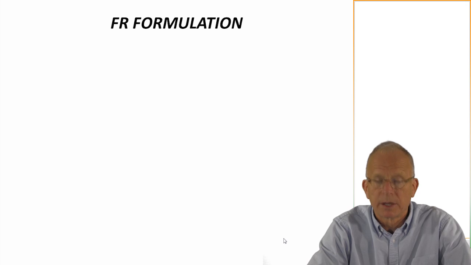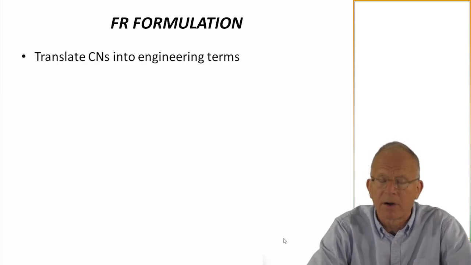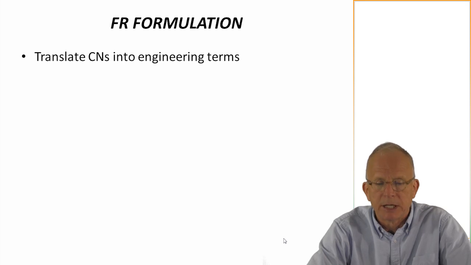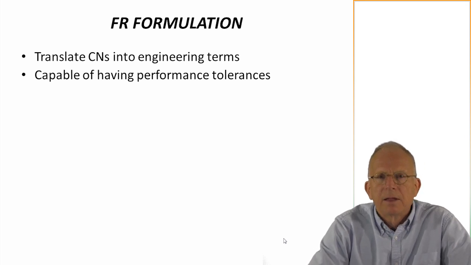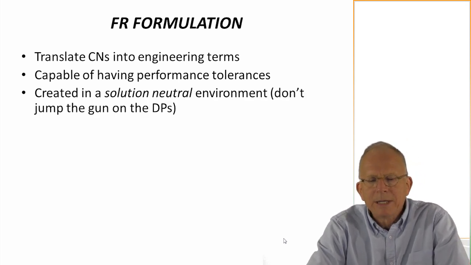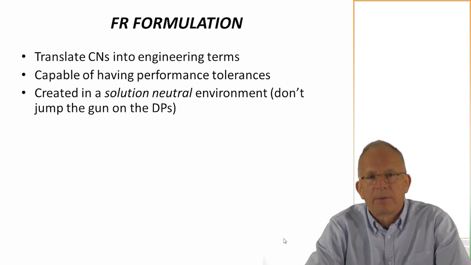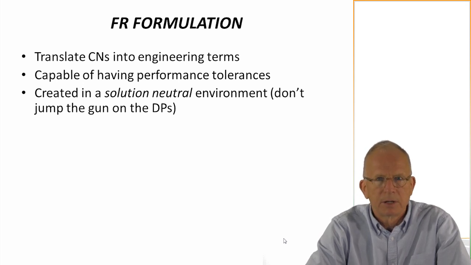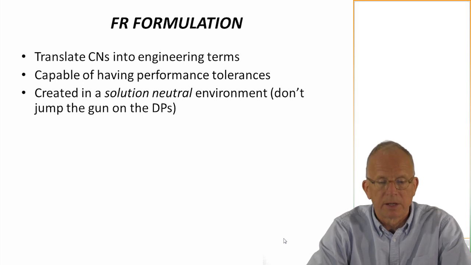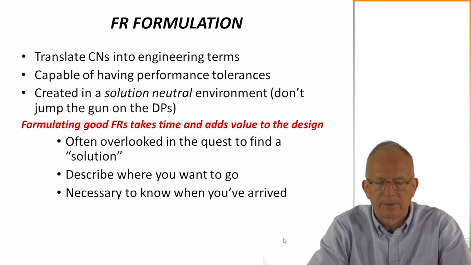So FR formulation. How do we formulate the FRs? Well, the FRs need to translate the customer needs into engineering terms. They have to be capable of having performance or functional tolerances. We need to create them in a solution-neutral environment. Don't jump the gun on selecting the DPs. Don't limit the design space with the FRs. So the FR should be about functions and should work in the functional domain and save the physical for later.